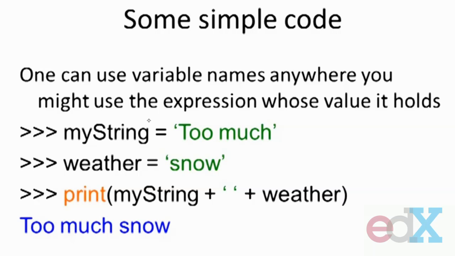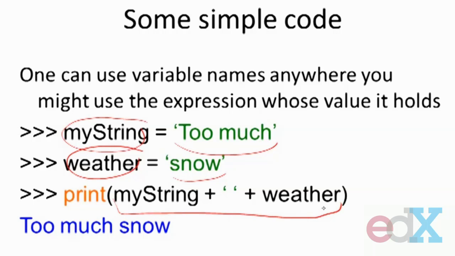Here are some other examples. I can give the variable myString a particular value of "too much." I can give the variable weather "snow," and then I can print out things by concatenating together the pieces as we just saw. So I begin to have this opportunity to actually put things together.